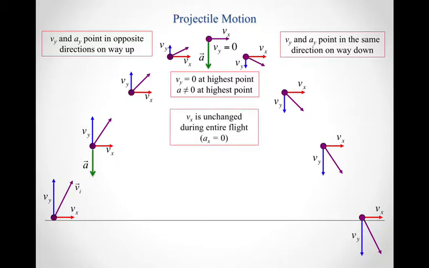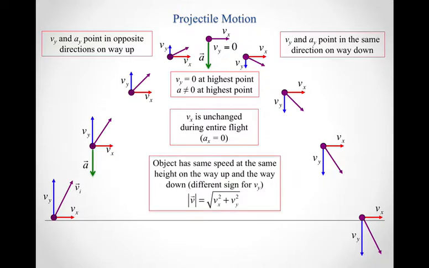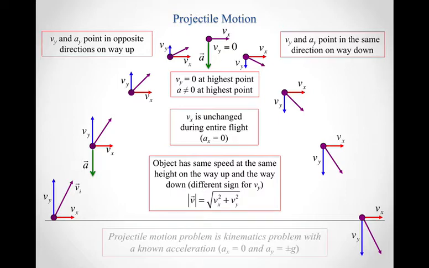The x component is unchanged during its entire flight, and again that simply comes from the fact that there is no x component for the acceleration. The object has the same speed at the same height on its way up and on its way down. We've just changed what the sign is for the y component of the velocity, but since I want that y component squared when I Pythagorize, I end up with the same speed.